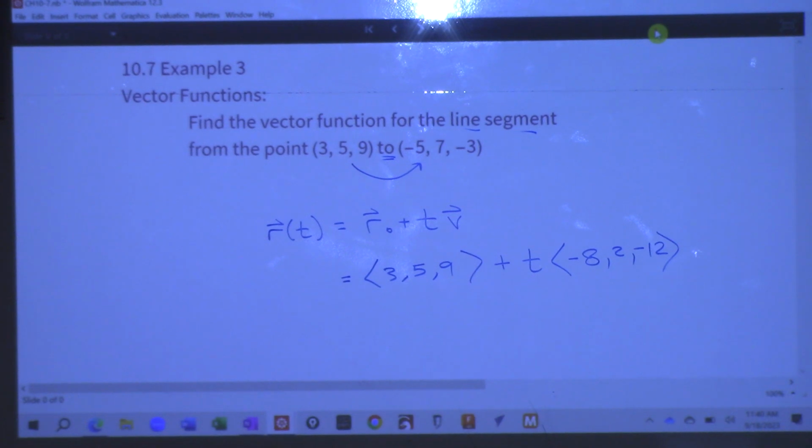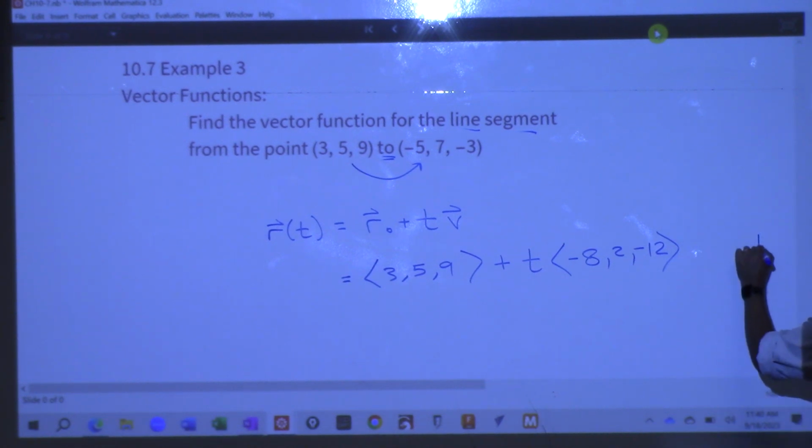Okay, yeah, so we could clean it up, right? Put it all together. Would we be done? Yeah. Careful. What am I looking for? The vector function for the line segment. Don't draw me the whole line. This draws me the whole line, right? I need restrictions on t.